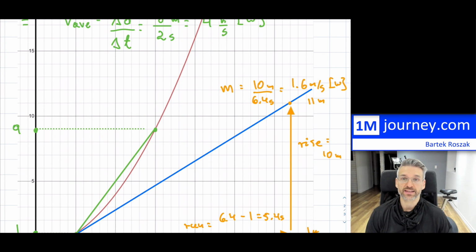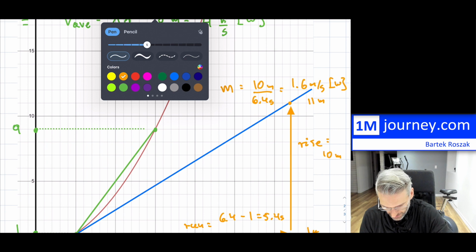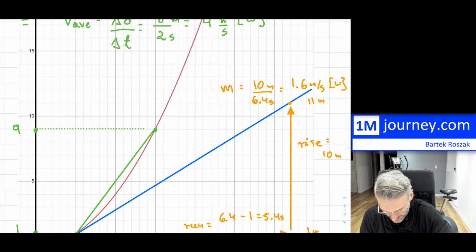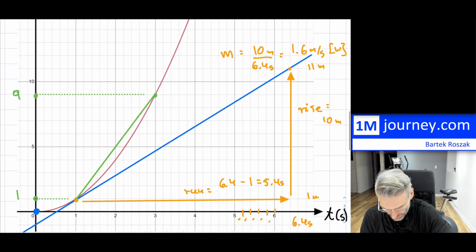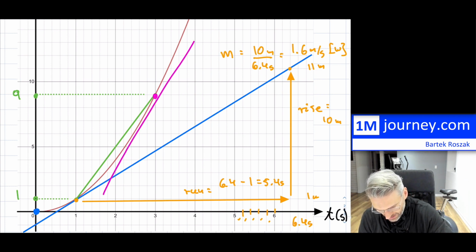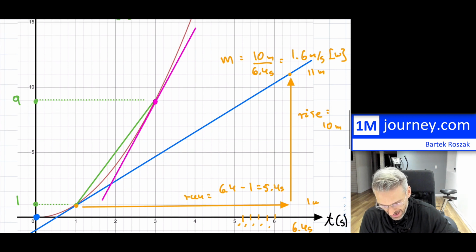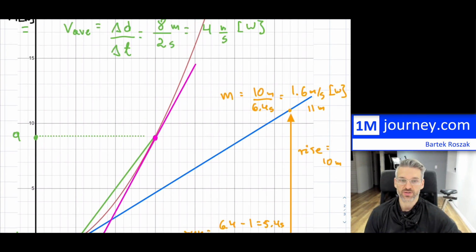Now, if you want to find it somewhere else, you certainly can. If you wanted to find what your slope is at this particular point in time, let's say at 3 seconds, and you wanted to find the instantaneous velocity over here, you would need to find a tangent line that goes through that point. So let's say right there. And now, as you can see, the slope changes. Notice it's steeper.